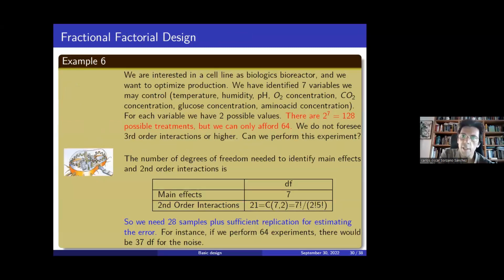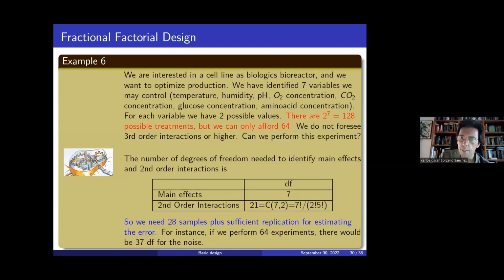So for instance, let's say that you are interested in how cells grow in a bioreactor, and then you have identified 7 possible variables that may affect. So you have identified temperature, humidity, pH, concentration of oxygen, many concentrations. And for each one of these variables, you have 2 possible values. So in total, there are 128 combinations. Do I need to do all combinations? And now we know the trick.